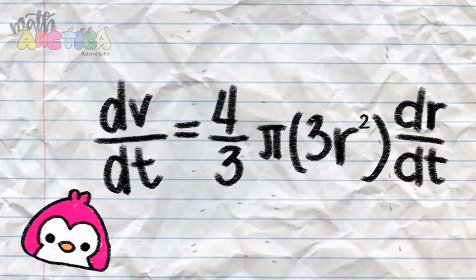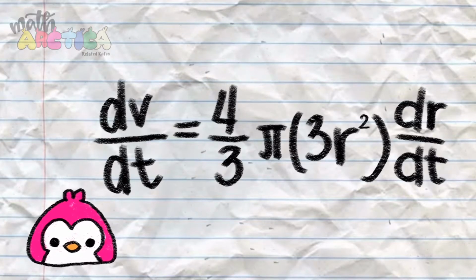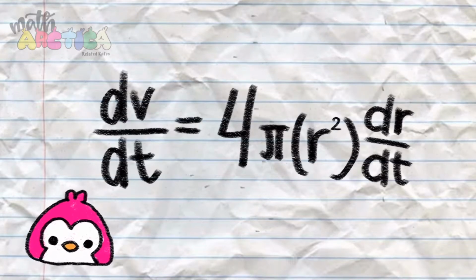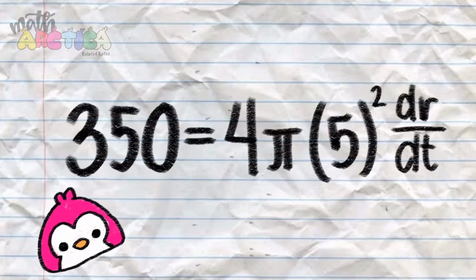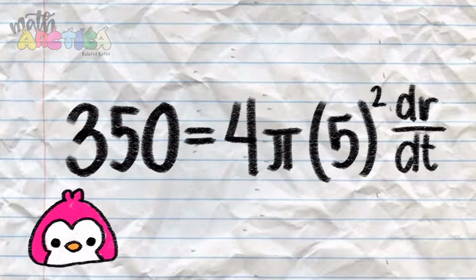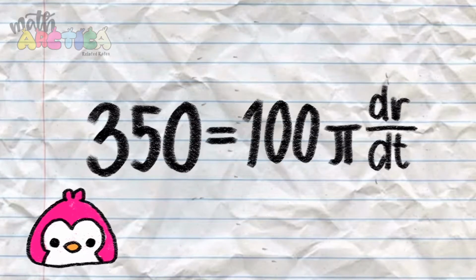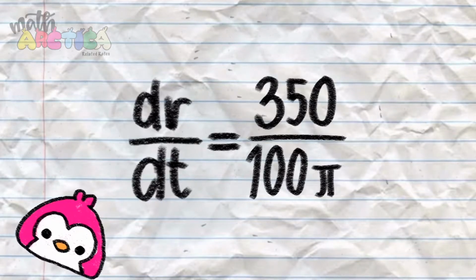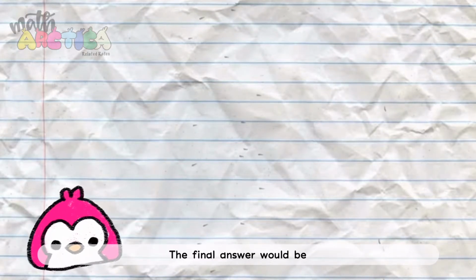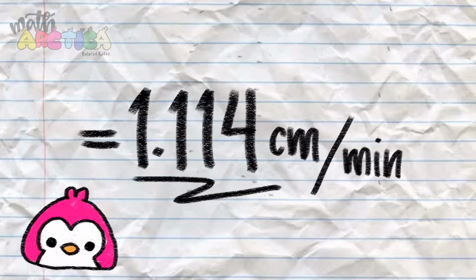Differentiate. dV over dt is equal to 4 over 3 pi multiplied by 3r squared dr over dt. So dV over dt is equal to 4 pi multiplied by r squared dr over dt. So substitute. 350 is equal to 4 pi times 5 squared dr over dt. Then 350 is equal to 100 pi dr over dt. Transpose. So you get dr over dt is equal to 350 over 100 pi. The final answer would be 1.114 centimeters per minute.